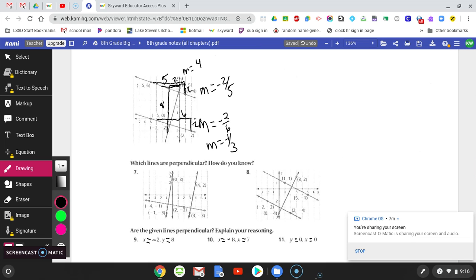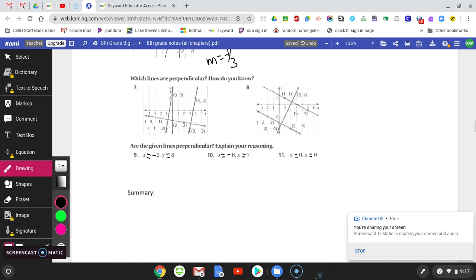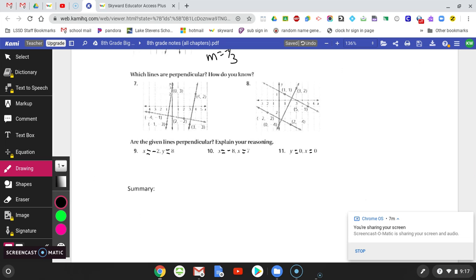Okay, are any of them parallel or any of them perpendicular? No. None of the slopes are the same. None of the slopes are negative reciprocals of each other. So none of them are going to be parallel or perpendicular. Okay, go ahead and try number 7 and 8. Pause the video, come back and check and see how you did.